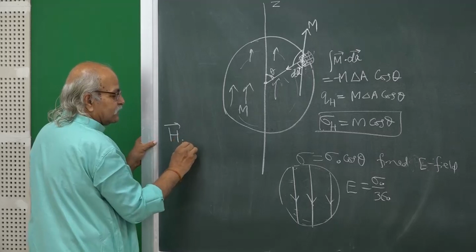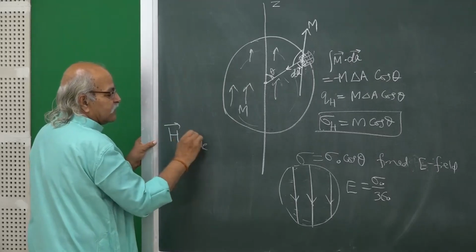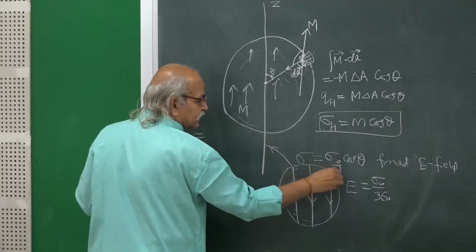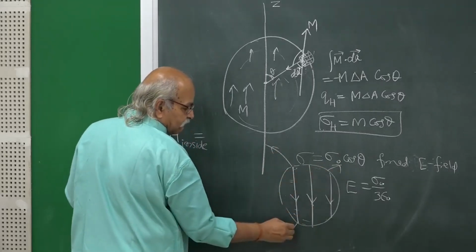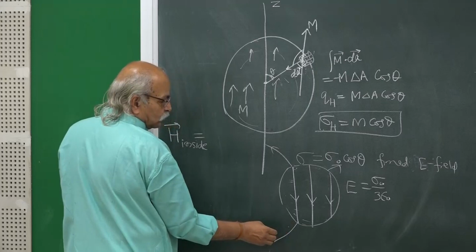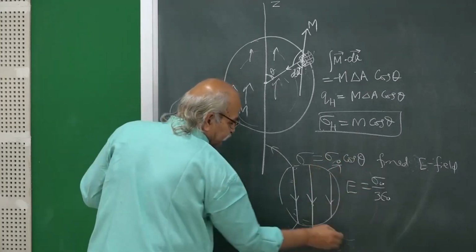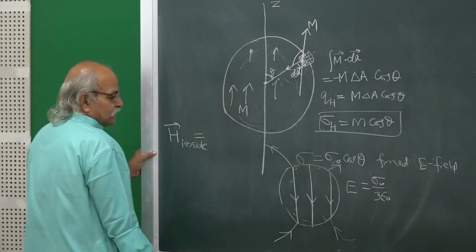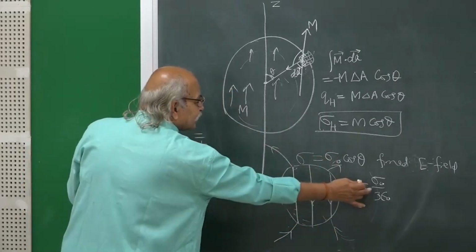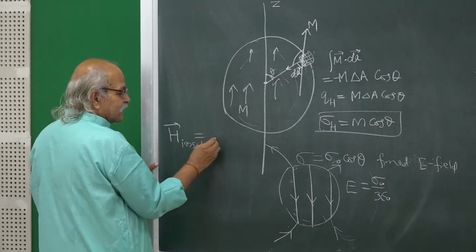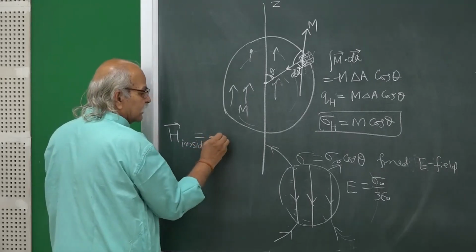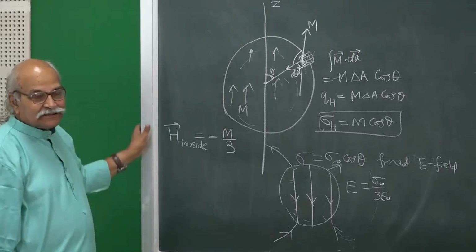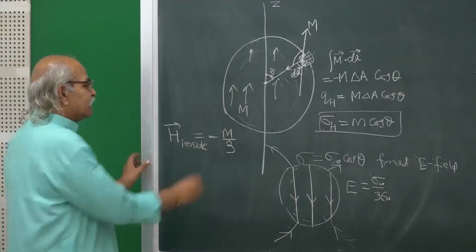I am only writing inside; outside you also have H, your electric field like a dipole. Those things will be there, it is like a dipole field. But inside, let us write H inside will be minus m over 3 epsilon naught. This will be H inside.